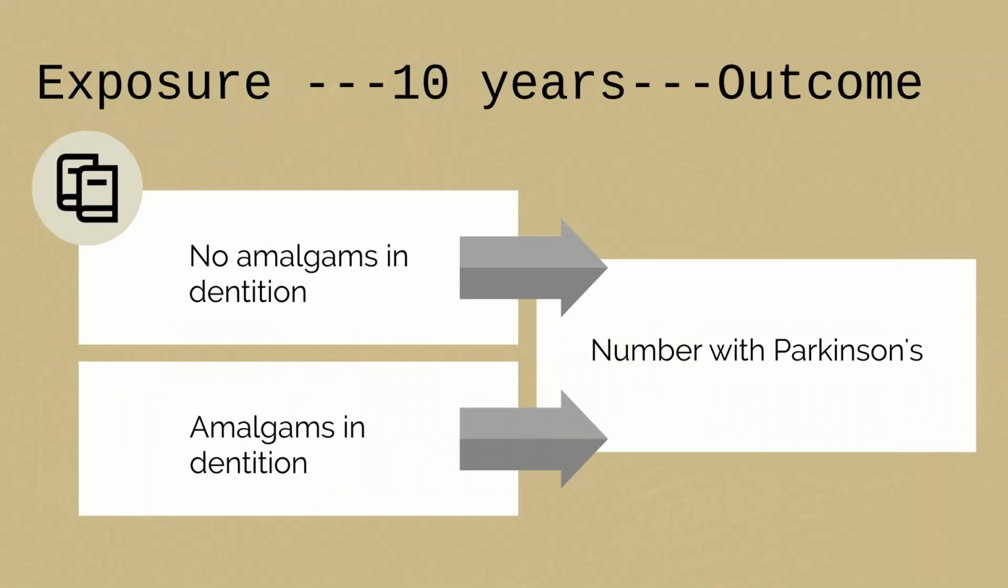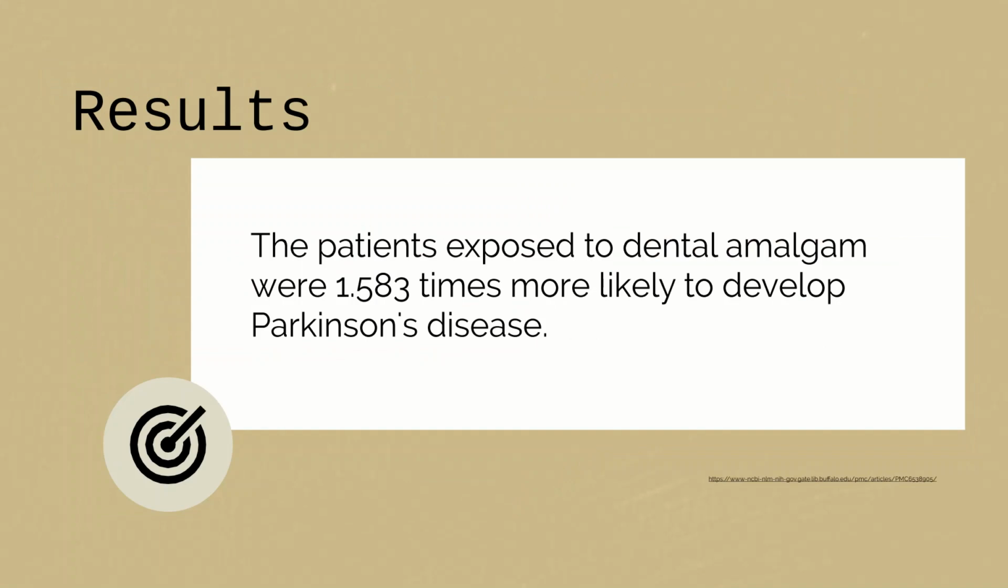This was separated into two groups, those in the population of Taiwan that did not have amalgams in their dentition, and those that do have amalgams in their dentition. Everyone in Taiwan was used in their retrospective study, and then in 2010, the outcome of Parkinson's was observed. At the end, from the exposure of amalgams, they did find that those that were exposed to amalgams were 1.583 times more likely to develop Parkinson's disease.